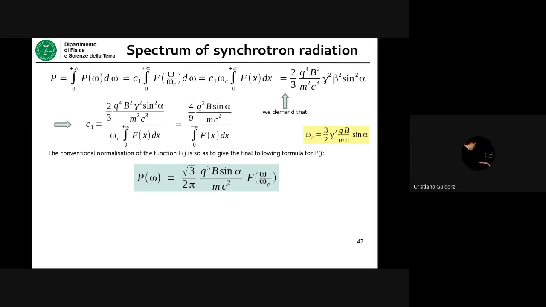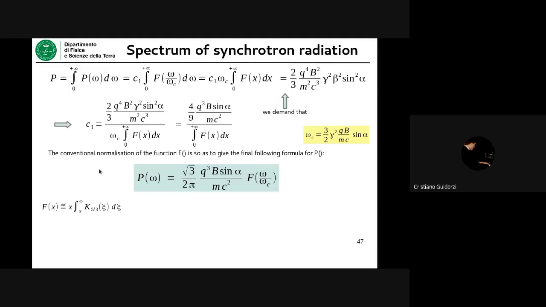You might wonder, oh, where is the dependence on omega? Look, it does depend on omega, but not in such an explicit way. You have to remember that the dependence on omega goes through the argument of this F function, because omega c scales with gamma squared. So that's where the dependence on omega and on gamma comes from. So don't be fooled by this.